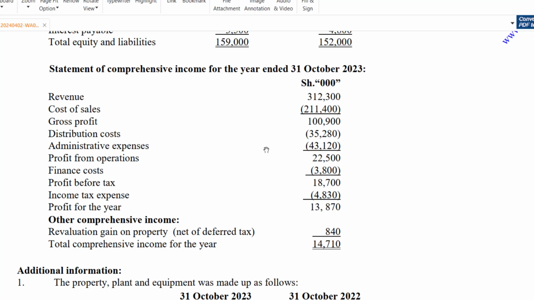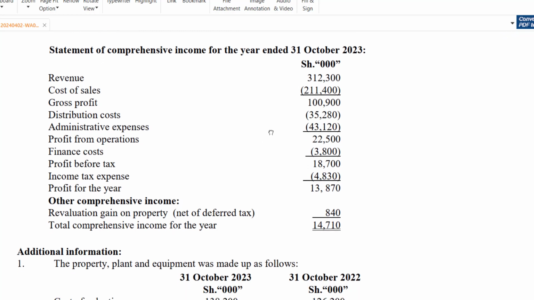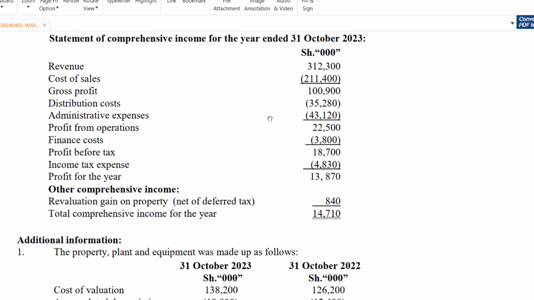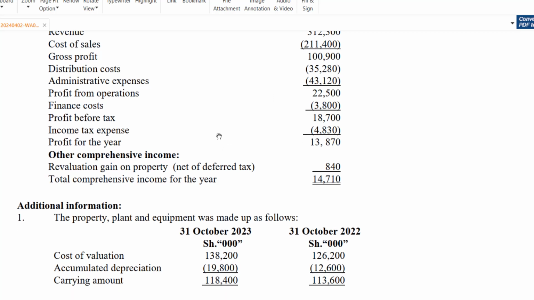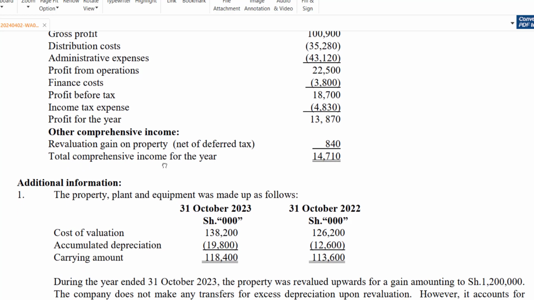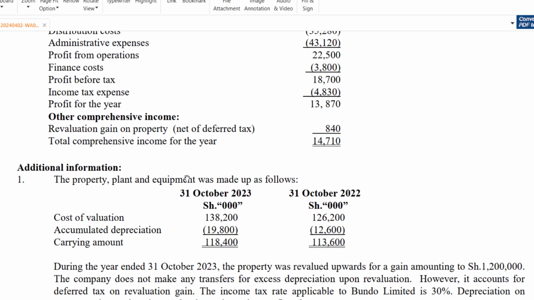We have the revenue, the cost of sales, the gross profit, the distribution cost, the admin expenses, the profit from operations there. And then we have the finance cost, the profit before tax, and the income tax expense. We are also given the profit for the year, and other comprehensive income, which includes revaluation gain on property, net of deferred tax, and the total comprehensive income for the year.